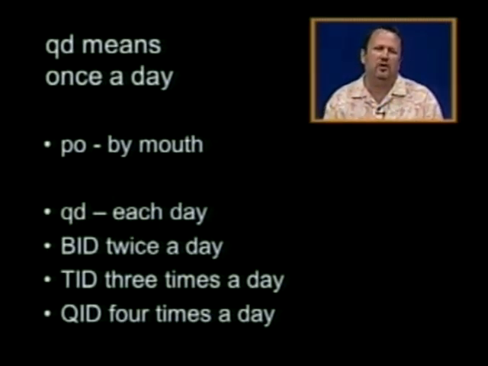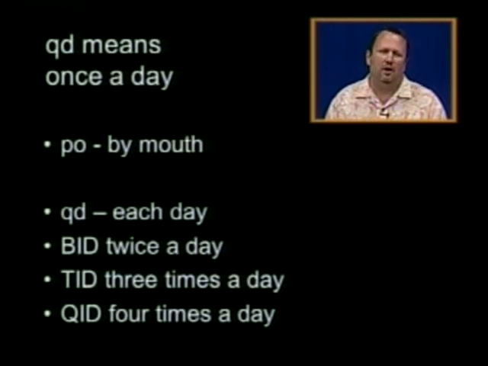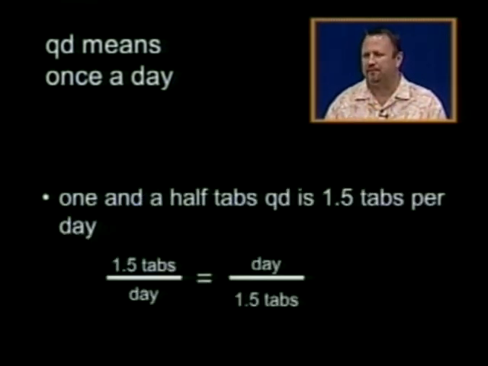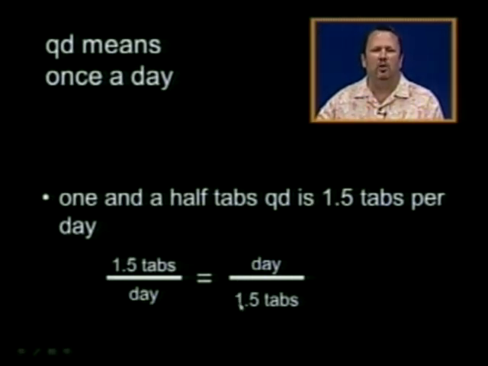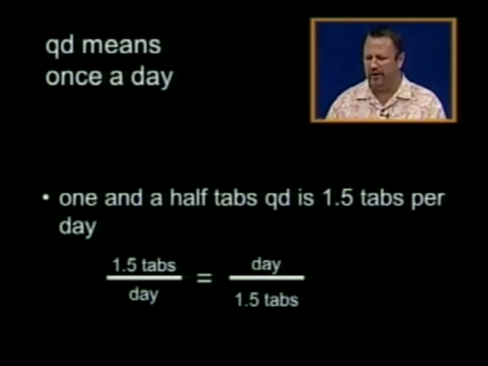And I wanted to show you guys that we can still do this using dimensional analysis. So 1 1/2 tabs QD is 1.5 tabs per day. And so we could write that as 1.5 tabs per day. We could also write that as a day per 1.5 tabs. Don't be afraid to turn those terms upside down so you can have the correct unit in the numerator.